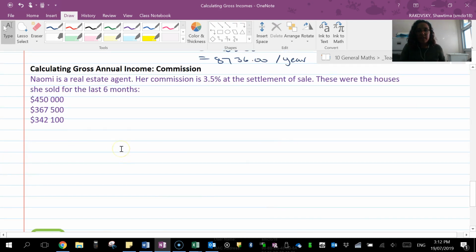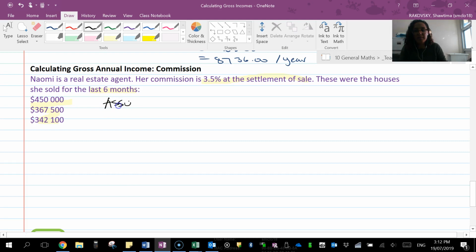All right, commission, last one. Commission is when you get a percentage of a sale, and it's generally for people who are in sales, so it incentivizes them to make the sales so that they get their bonuses. So Naomi is a real estate agent. Her commission is 3.5% of the settlement, the sale. So that means how much it's sold for. And she's worked in the last 6 months using these values here. So what we're going to do with Naomi is assume that this 6 months worth of work will reflect another 6 months worth of work.